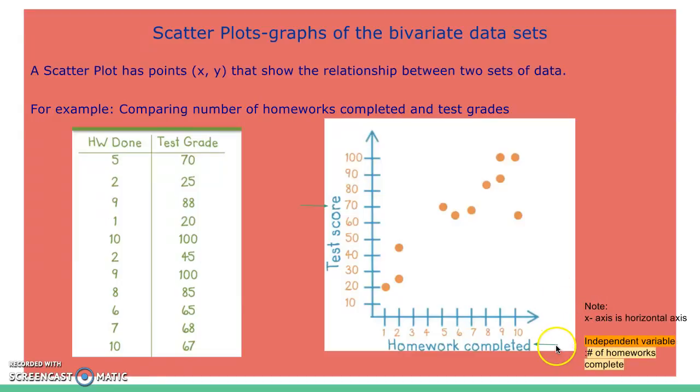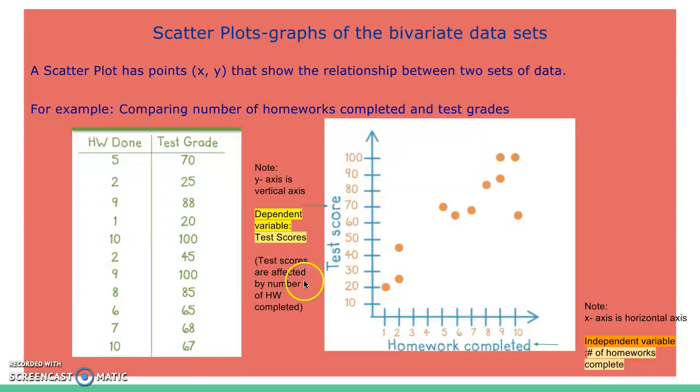So note, here is the x-axis, it's horizontal, it's the independent variable, and it's the number of homeworks completed. Over here is the vertical axis. It's dependent because your test scores depend on how many homeworks you did. Test scores are affected by the number of homeworks completed. So test scores are dependent, while number of homeworks is independent because you can control that. You can control the number of homeworks you do.